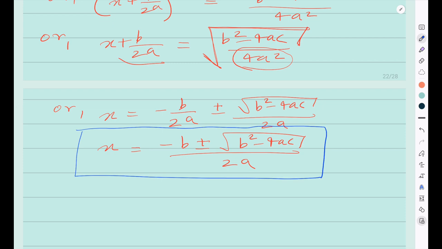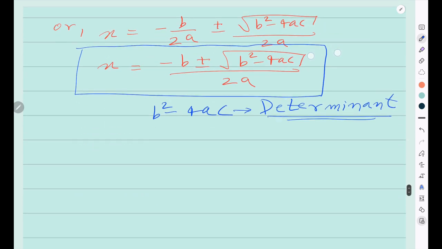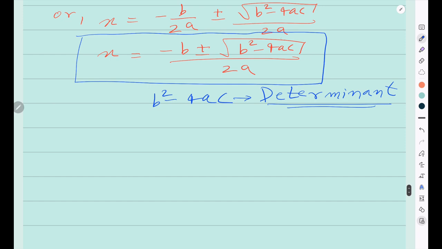Okay, so if you have not been able to follow, you can just see it again. It's not so difficult. Let me explain that this term, b square minus 4ac, is called the determinant, and it's very important because we are taking the square root of the determinant.